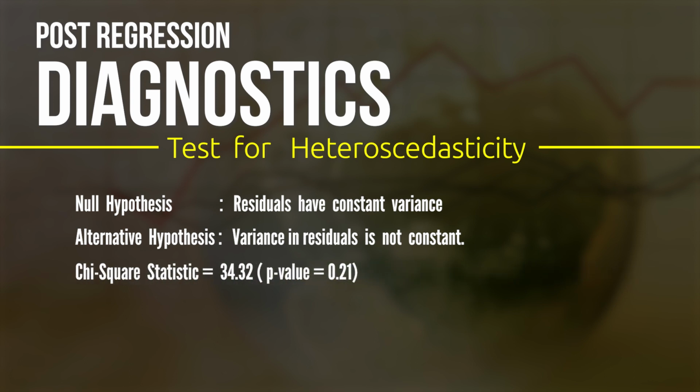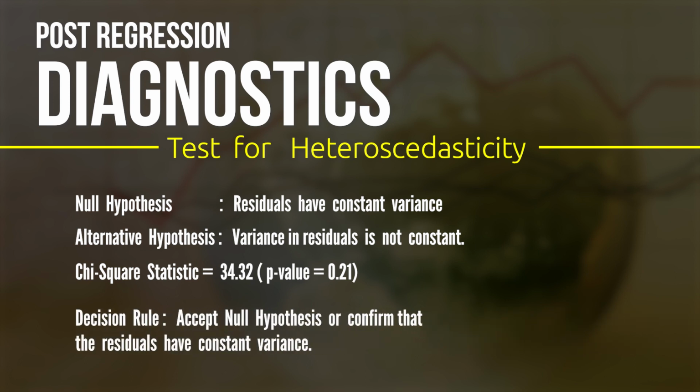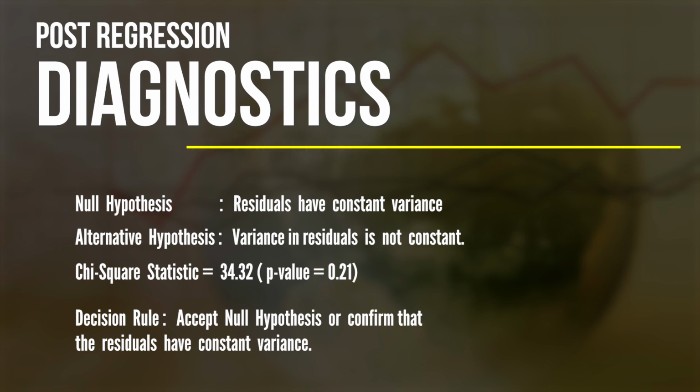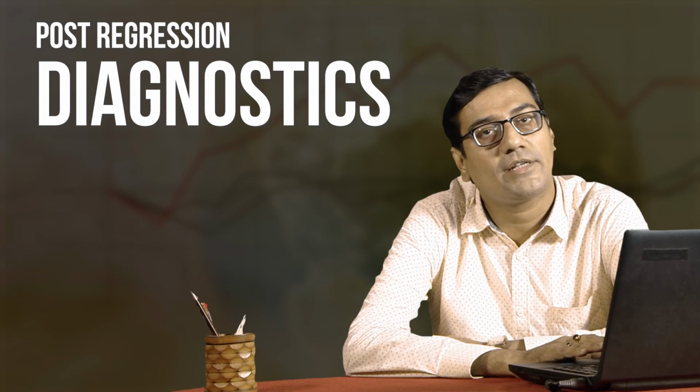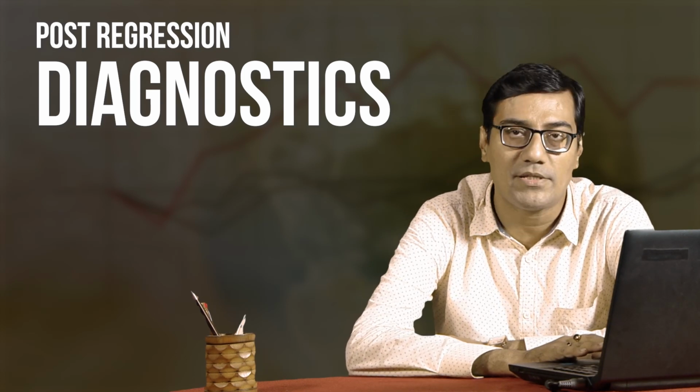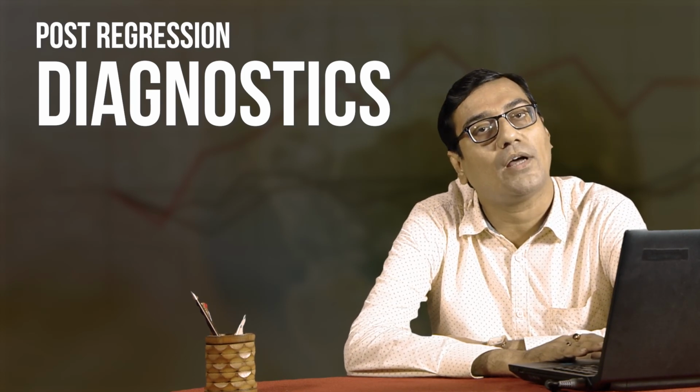So the chi-square value is given by 34.32, and we can see the p-value is much higher than 5%. That means it is basically 21%, and we can see that the null hypothesis is accepted. So as far as heteroskedasticity is concerned, this test statistic confirms the presence of homoskedasticity in the residual errors, and thereby we can proceed to the other diagnostic test.